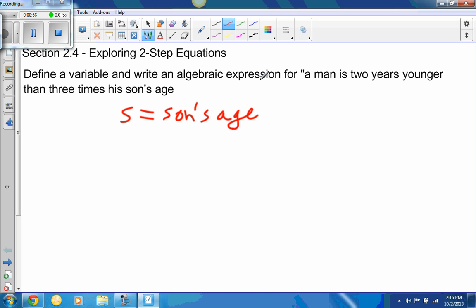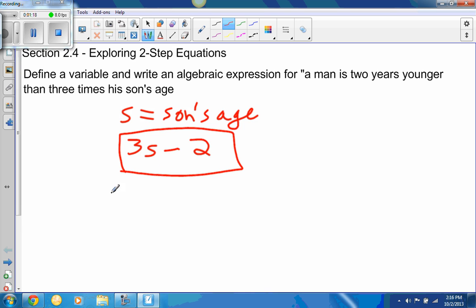And write an algebraic expression. Okay, so remember, an expression does not have an equal sign in it. So a man is 2 years younger than 3 times his son's age. So 3 times his son's age, which I said was going to be S, and it says 2 years younger, so I'd have to minus 2. So this would be my answer.